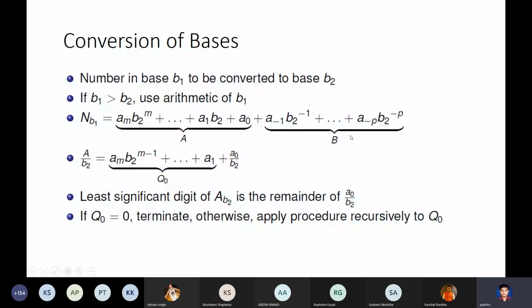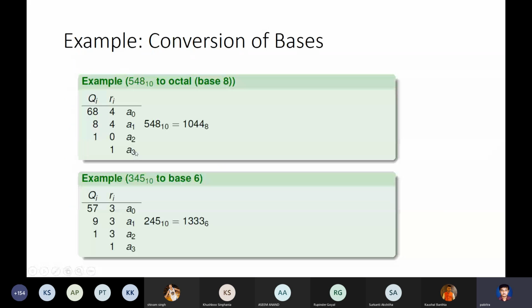I do it. Note one thing: if you write down the digits, they would be in opposite order, because I have been doing it in the opposite order. First you get A0, then you get A1, and so on. So if the remainders are 4, 4, 0, and 1, the corresponding octal representation would be 1044.